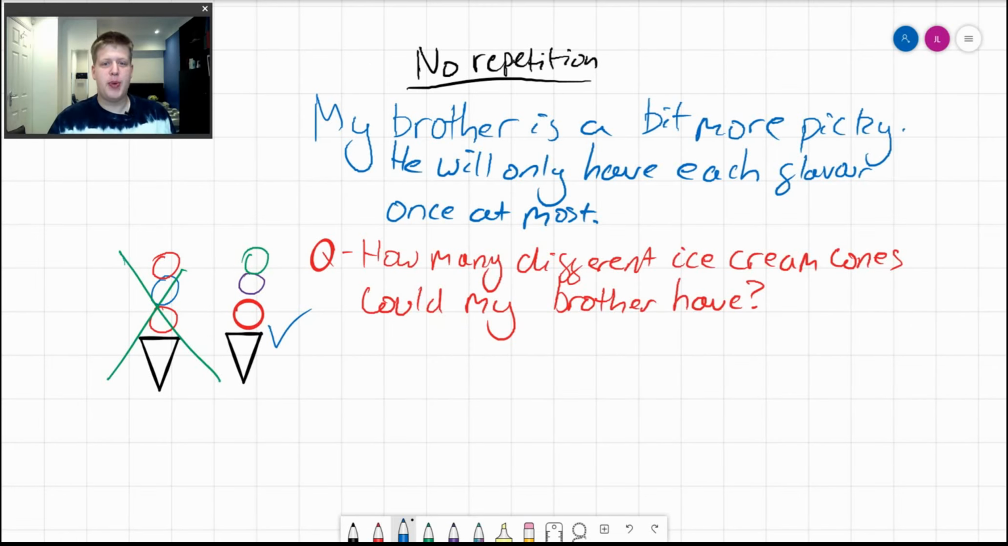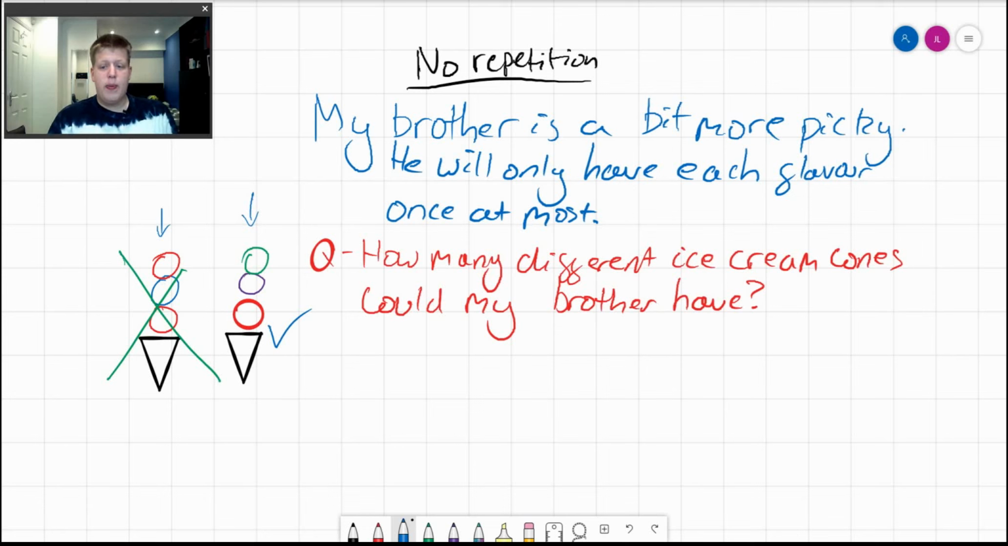Now we've looked at permutation with repetition, we need to have a look at when there's no repetition. My brother is a bit more picky with his ice creams. He'll only have 1 of each flavour at most. So if you have a look over here, he wouldn't have 2 scoops of the red ice cream, but he can have 1 of each one at most, which means that there's no repetition. Once you've had 1 scoop, you can never have it again.